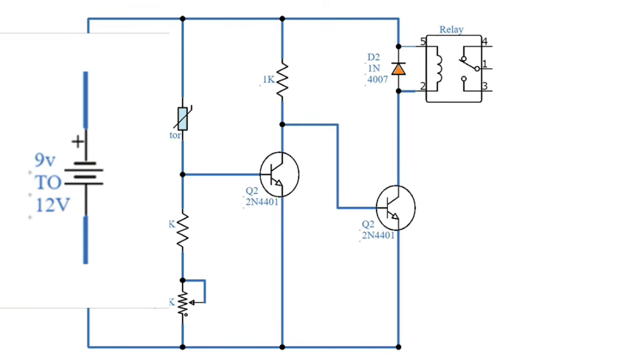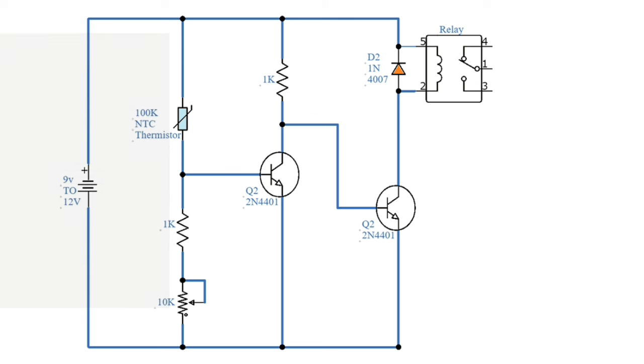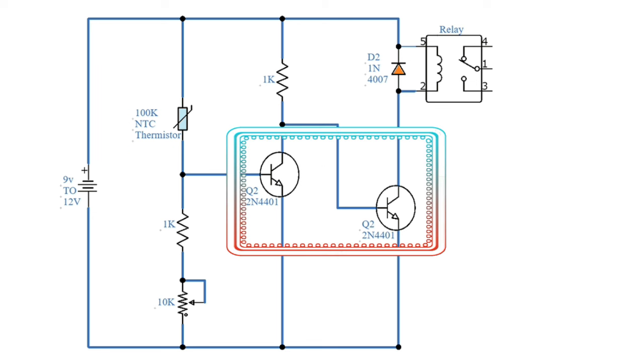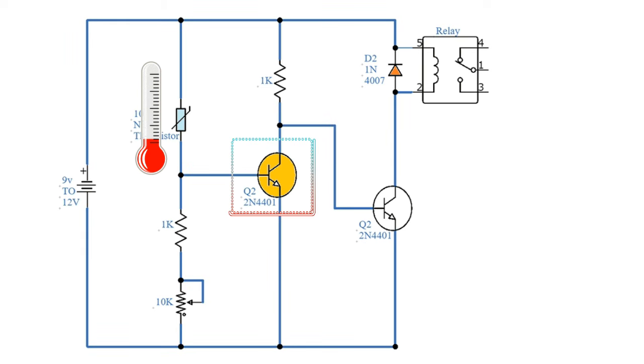The operating voltage of this circuit is 9 to 12 volts. A 100K thermistor is used to sense the temperature, and 2N4401 NPN transistors are used as switches in this circuit. Initially, at high temperatures, the resistance of the thermistor will be minimum and it will keep the circuit deactivated. When the temperature is low, the thermistor's resistance is increased and it will activate the transistor.